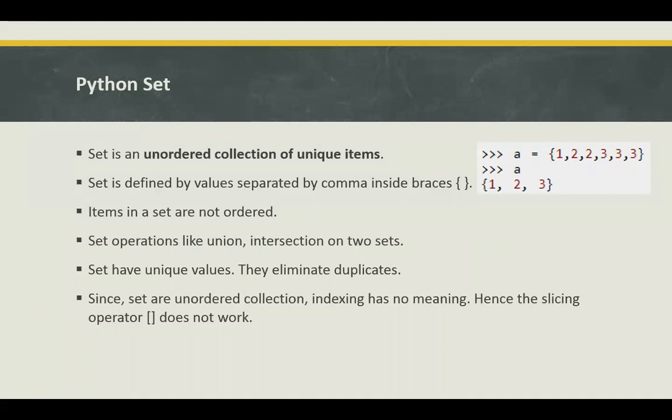So in this example, you can see 1, 2, 2, 3, 3, 3, where 2 and 3 are repeated. But when you print it, you will find only the unique items are there: 1, 2, 3.